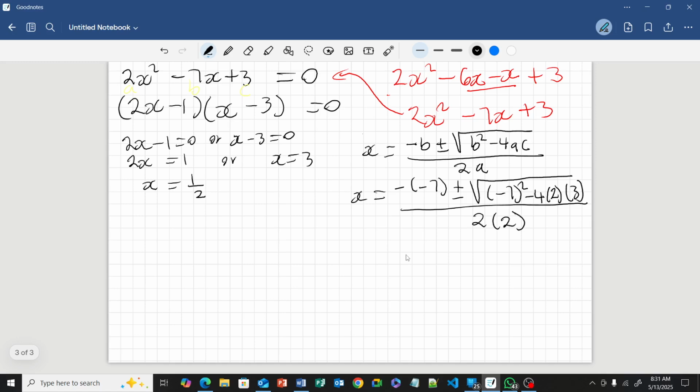Alright. Now we press everything on a calculator. So after pressing everything on a calculator, you must get these values. So let me press the calculator with you. Minus into minus 7.